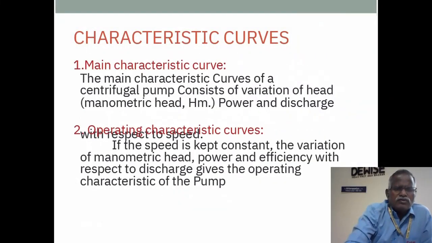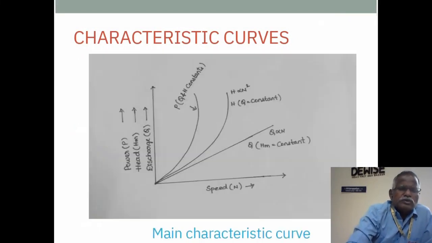The main characteristic curves of a centrifugal pump consist of the variation of manometric head, power and discharge. For operating characteristics, if the speed is kept constant, the variation of manometric head, power and efficiency with respect to discharge gives the operating characteristic. This is a diagrammatic view of the characteristic curves. X-axis speed, y-axis power, head, discharge. The different lines are there.